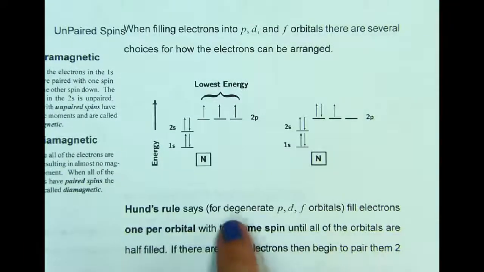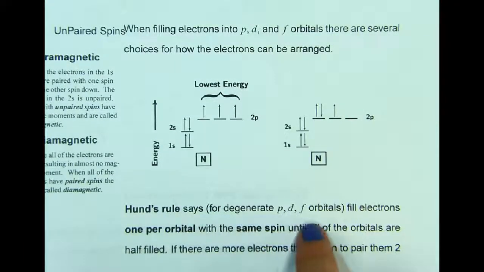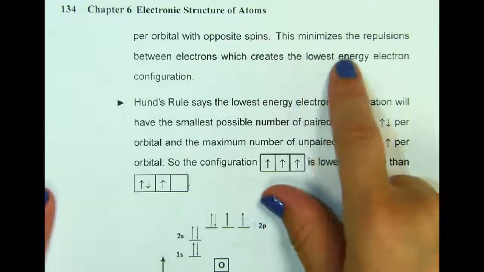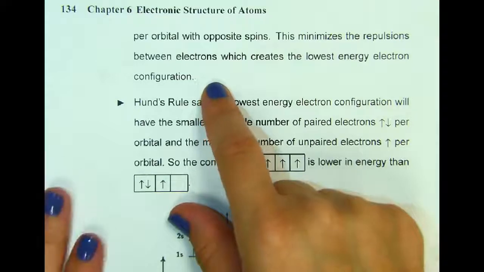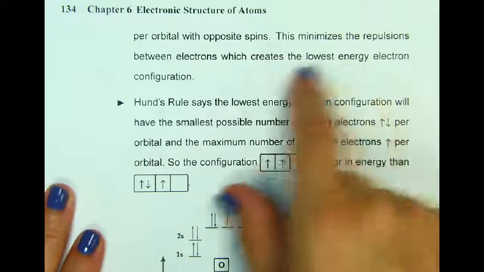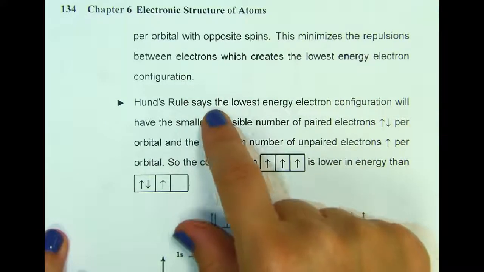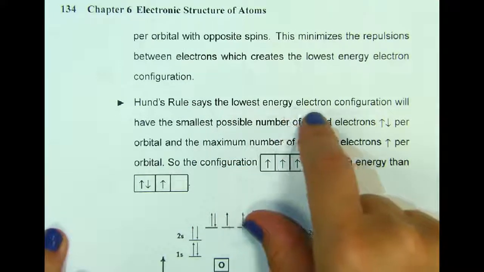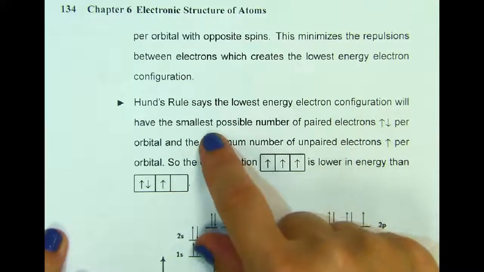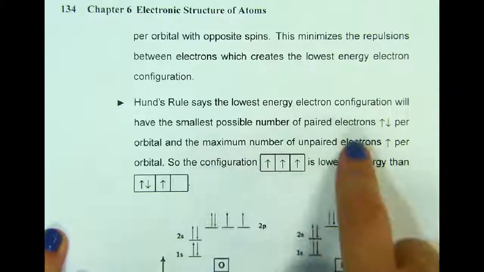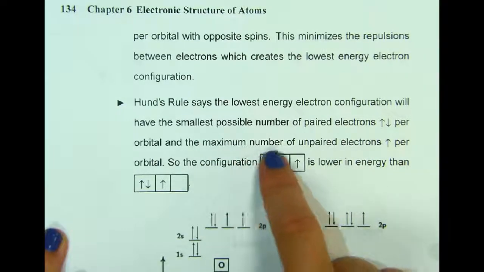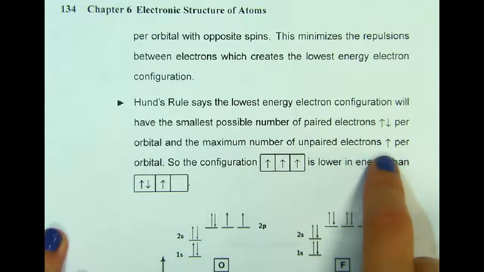Hund's rule says for degenerate p, d, and f orbitals, fill electrons one per orbital with the same spin until all the orbitals are half filled. If there are more electrons, then begin to pair them 2 per orbital with opposite spins. This minimizes the repulsions between electrons, which creates the lowest energy electron configuration. Hund's rule says that the lowest energy electron configuration will have the smallest possible number of paired electrons per orbital and the maximum number of unpaired electrons per orbital.